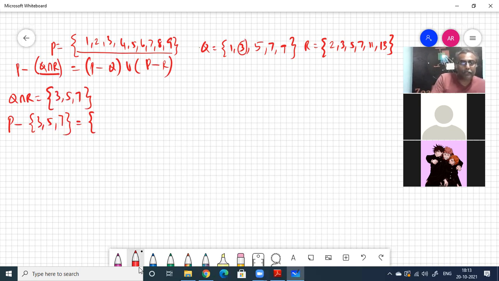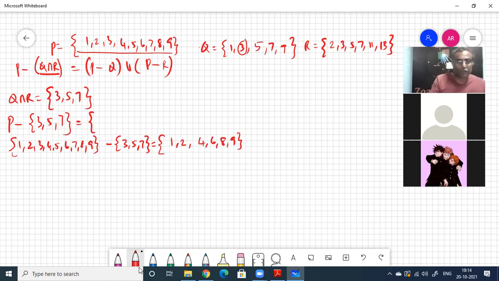Or you can even write it as 1, 2, 3, 4, 5, 6, 7, 8, 9 minus 3, 5, 7. How much? Sandhya, tell me. 1, 2, 4, 6, 8, 9. Very good. So this is LHS. Now you have to do the right hand side.